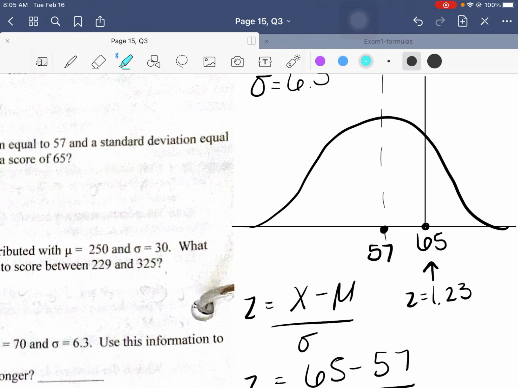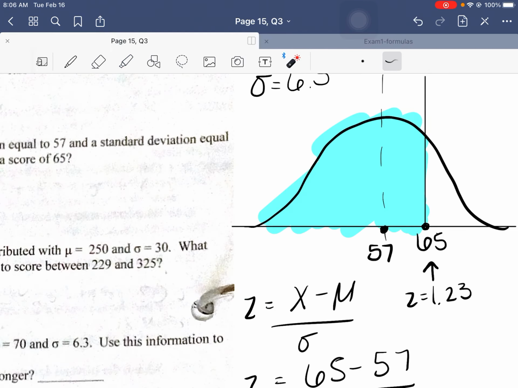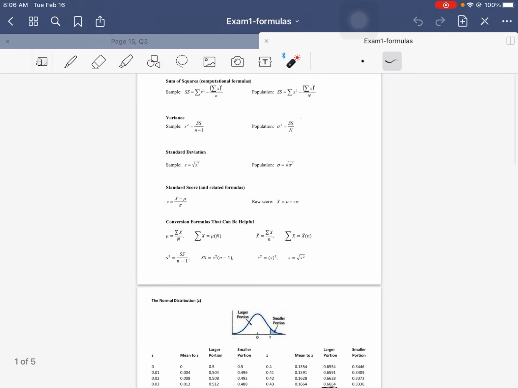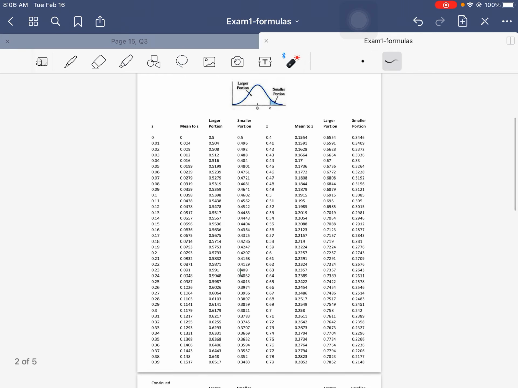So we're looking for this here, right? Since we're looking for what's less, we're going to be looking in the body, since that is the larger portion of the distribution there. So I'm going to go over to my z table and find a z equal to 1.23. And I'm going to find what is in the body when z equals 1.23.